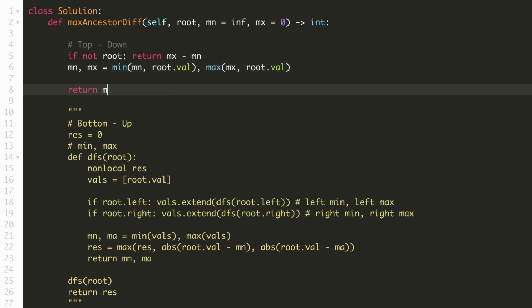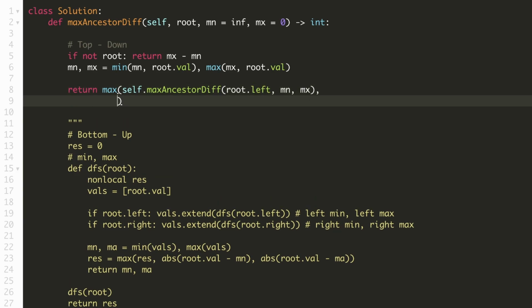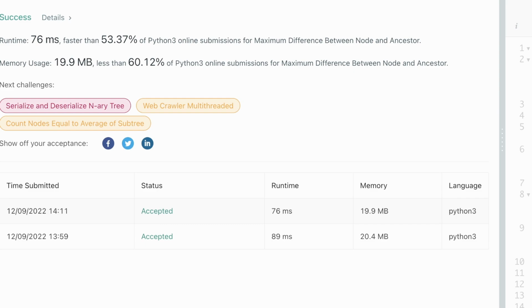And finally, we have to pass the new minimum and maximum value to the left and the right child, and from whichever of these two paths we get the maximum difference, that difference would be our answer. So we'll call DFS on the left and the right child and return the maximum of it. We are now done with our solution. Let's submit it. As you can see, our solution is accepted.